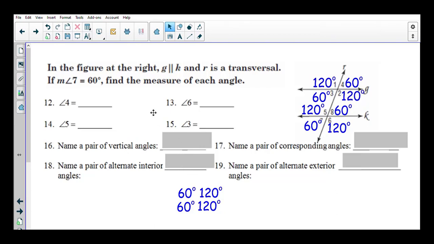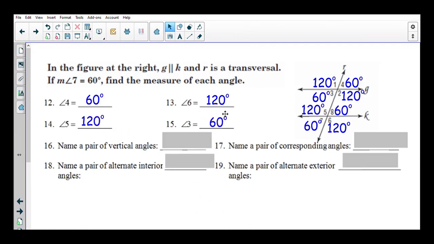So when we go to fill in these angle measures, let's start with angle 4. That's up here, top right-hand corner, that's 60. Angle 6 is right down here, that's 120 degrees. Angle 5 is right here, that's 120. And then angle 3 is right here, that's 60.